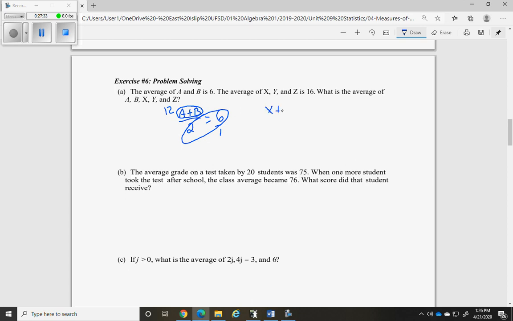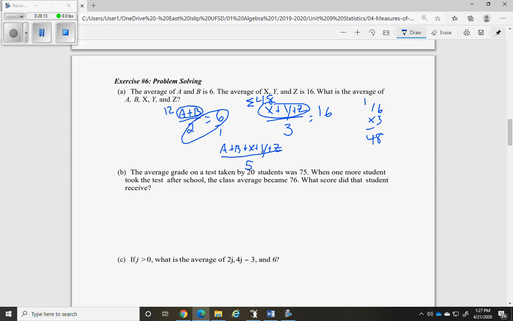The average of X, Y, and Z, this time I divide by 3 because there's 3 numbers, is 16. That would mean that the sum of these numbers, remember that summation symbol, would be 16 times 3, 48. So they're asking what is the average of A, B, X, Y, and Z. So I want to add A plus B plus X plus Y plus Z and divide by 5.